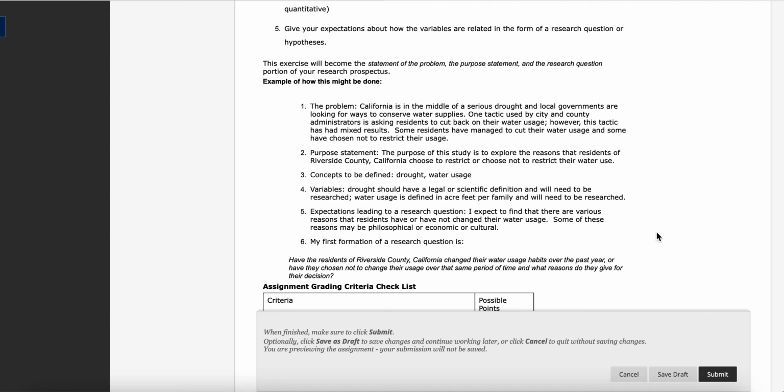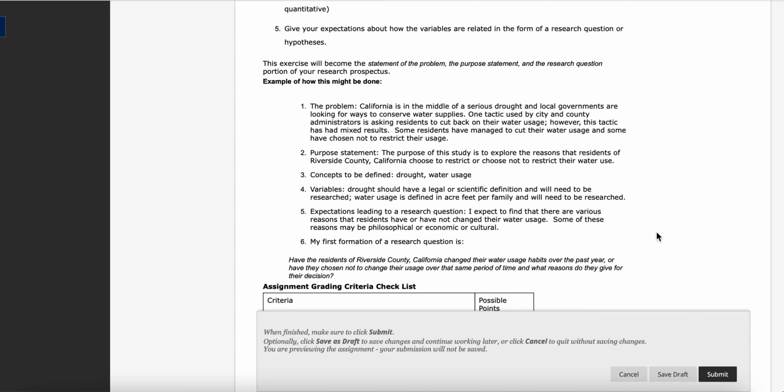Some concepts that I would need to define in this study, obviously, is what is drought, and more importantly, what is water usage. Are we going to be measuring the amount of water they use, the gallons that they use? How am I going to express that? The variables: drought should have a legal or scientific definition and will need to be researched. Water usage is defined in acre-feet per family, and will need to be researched.